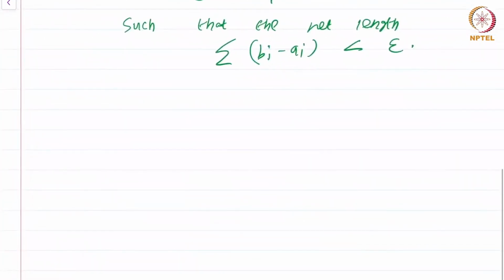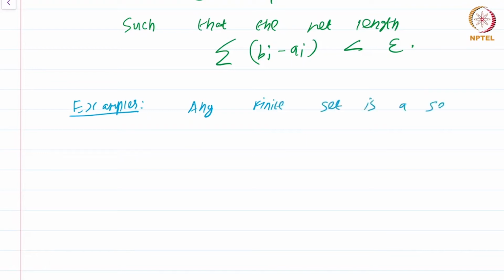Examples. Any finite set is a set of measure 0. What I will do is keep making these examples more and more complicated. It will turn out that I think the final example will subsume everything else, but it's a good idea to progress this way. Any finite set is a set of measure 0.